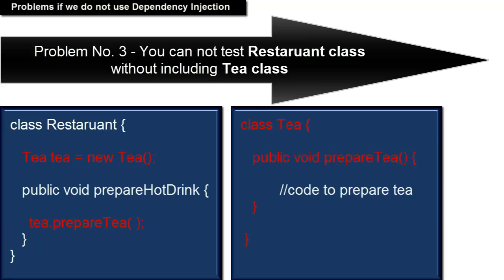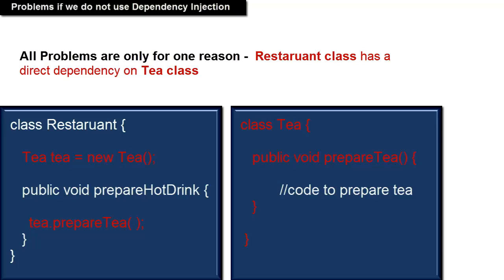Testing of individual classes is like a nightmare using such a design. You cannot test restaurant class without including the Tea class. So in general, the problem is you cannot test a class in your project without including its dependencies. In simple words, testing of such projects using JUnit or similar frameworks is a very big pain.